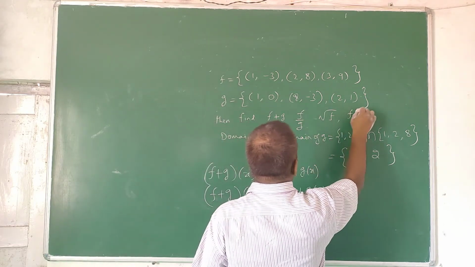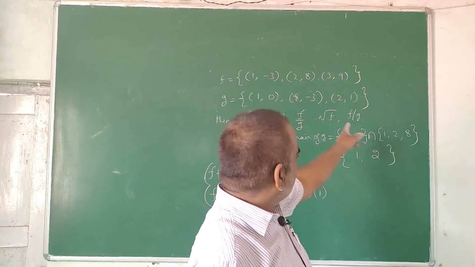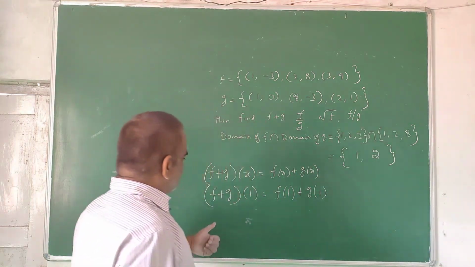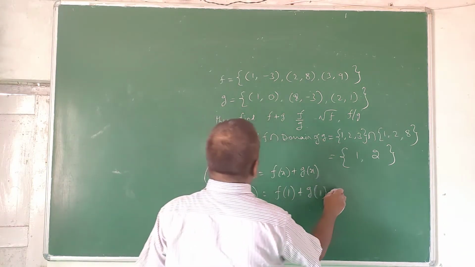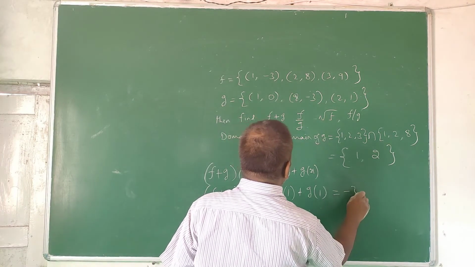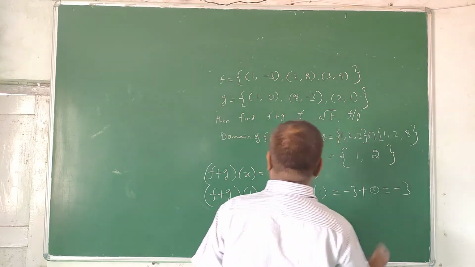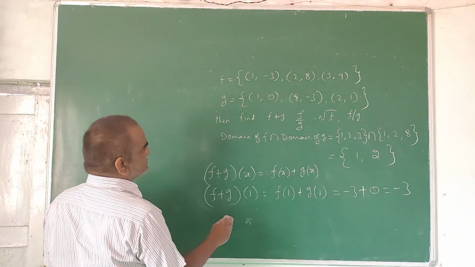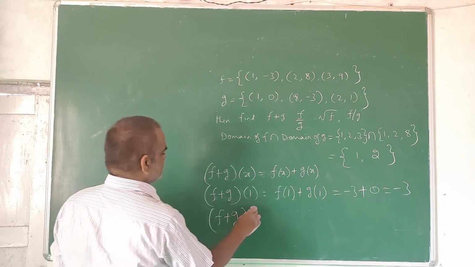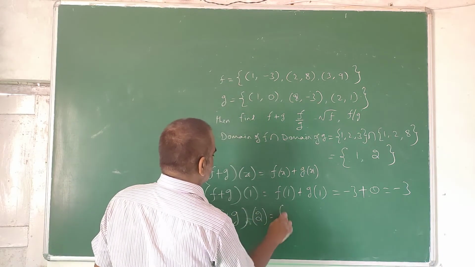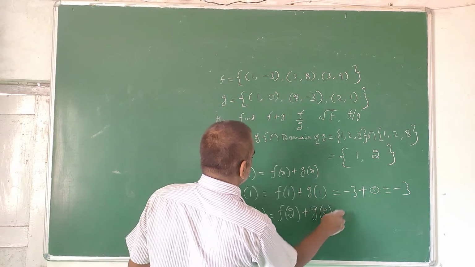Here let us add one more problem, because we did not calculate f by g so far: f by g. So f plus g of 1 is equal to f of 1 plus g of 1, which is f of 1 is minus 3 plus g of 1 is 0, minus 3 plus 0 is minus 3. And next value is 2. So f plus g of 2 is equal to f of 2 plus g of 2.